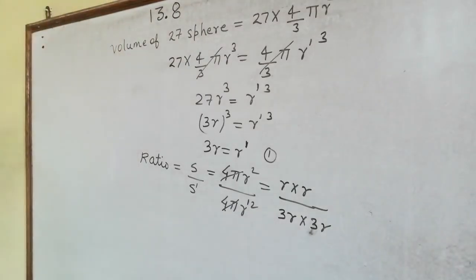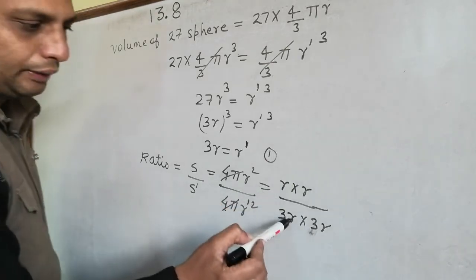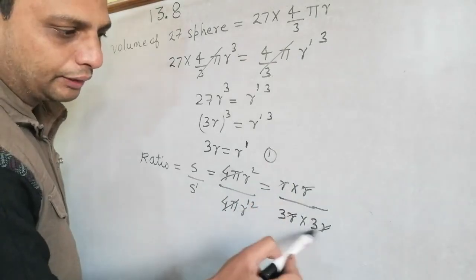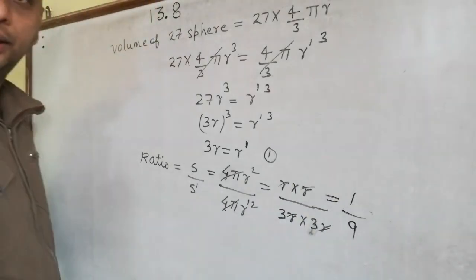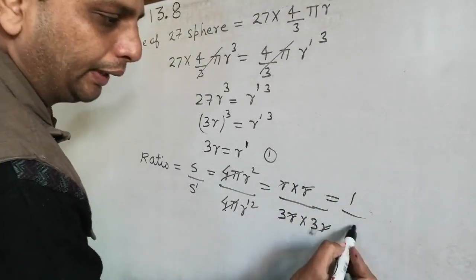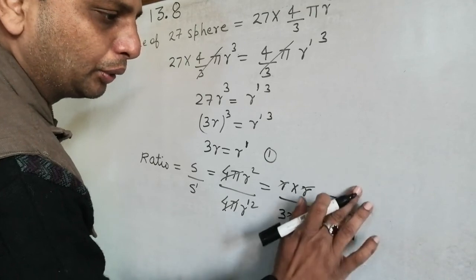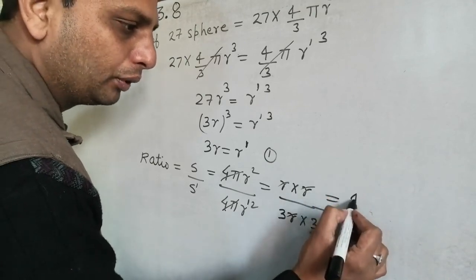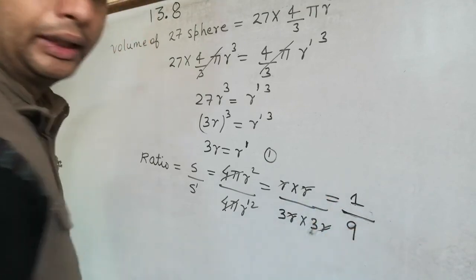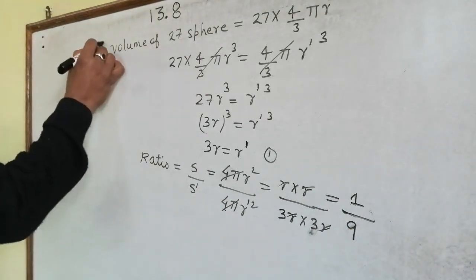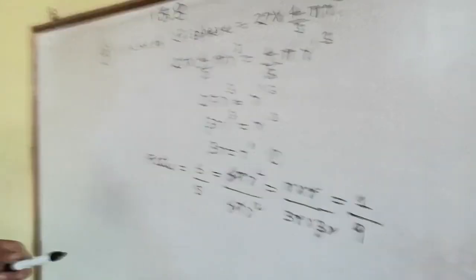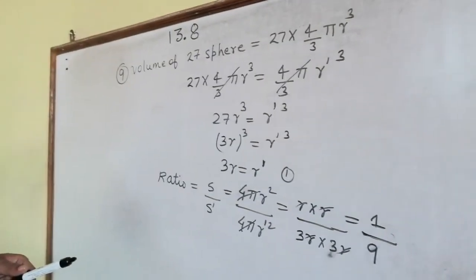Now this r will cancel with the r, and this r will cancel with the r. So what is the answer? 1 upon 9 is the answer. So the ratio is 1:9. So this completes question number 9 also.